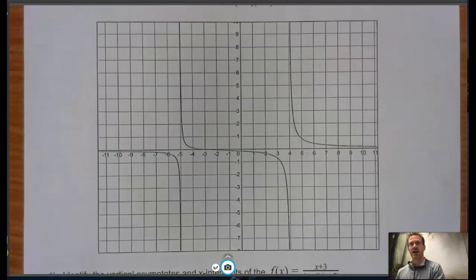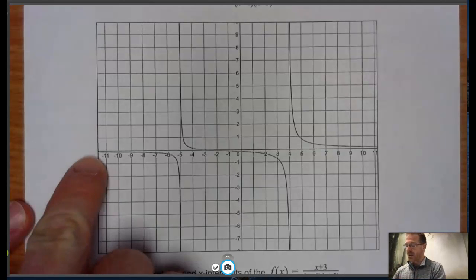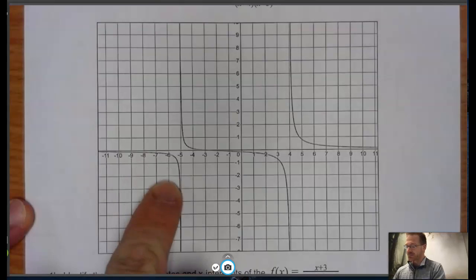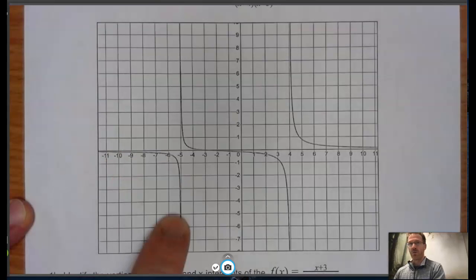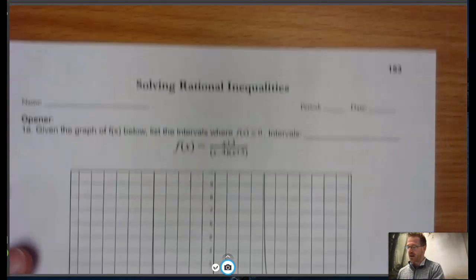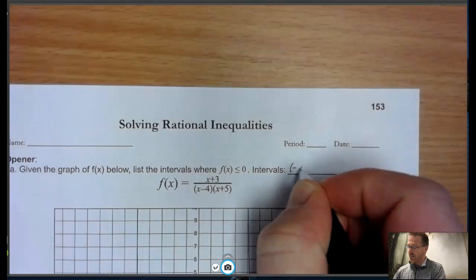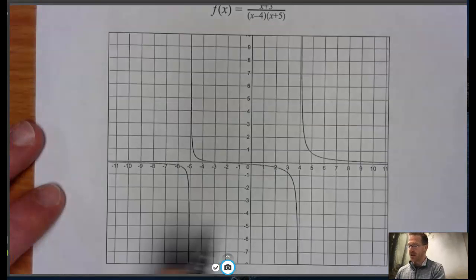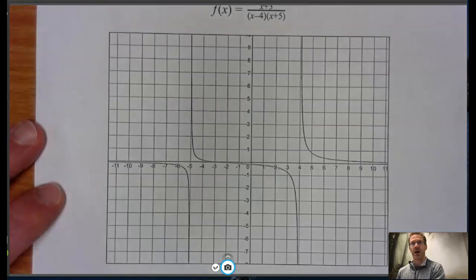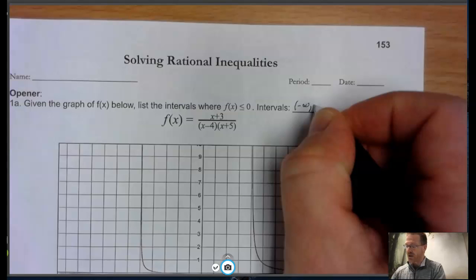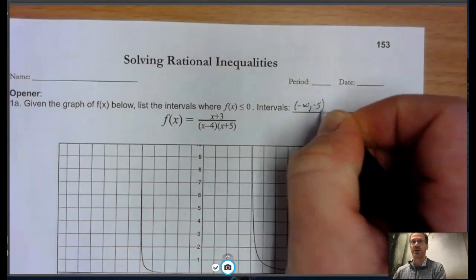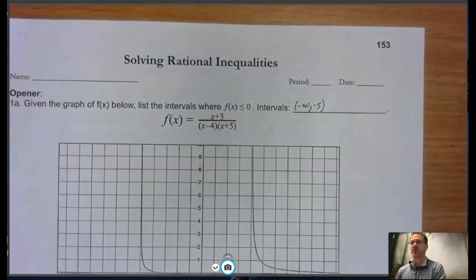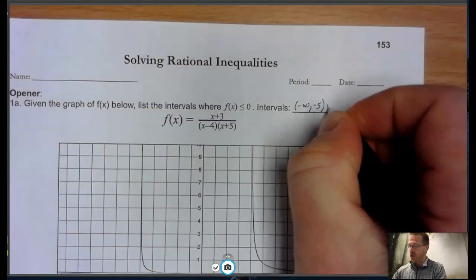So I really want to go part by part and analyze it. When I look, yes, this whole part of the graph is below the x-axis. So that interval would be negative infinity, to negative 5, right? I get to negative 5 here on the graph, but I never quite touch negative 5 because it is a vertical asymptote, so I do not include it. So I'm going to have an open interval, a parenthesis there. And we're going to union that.